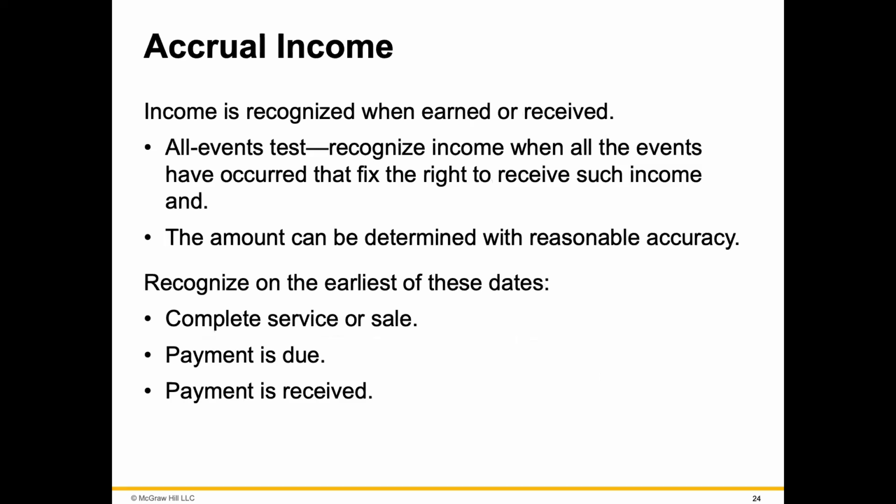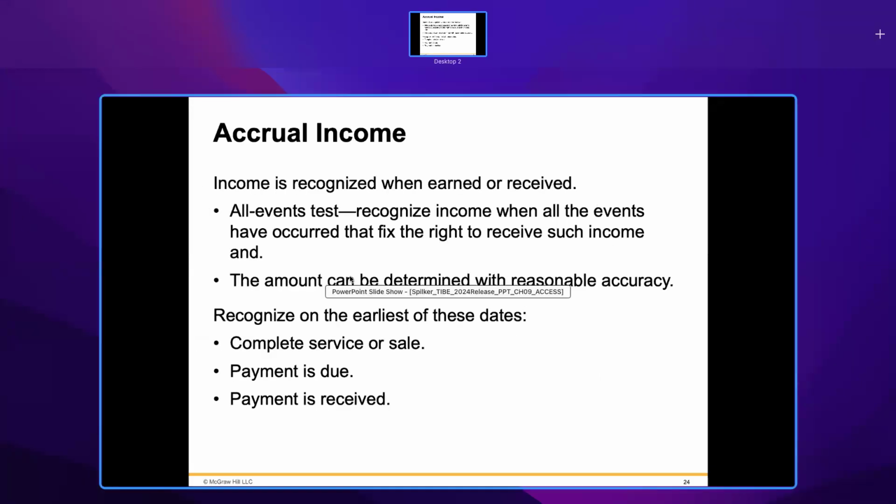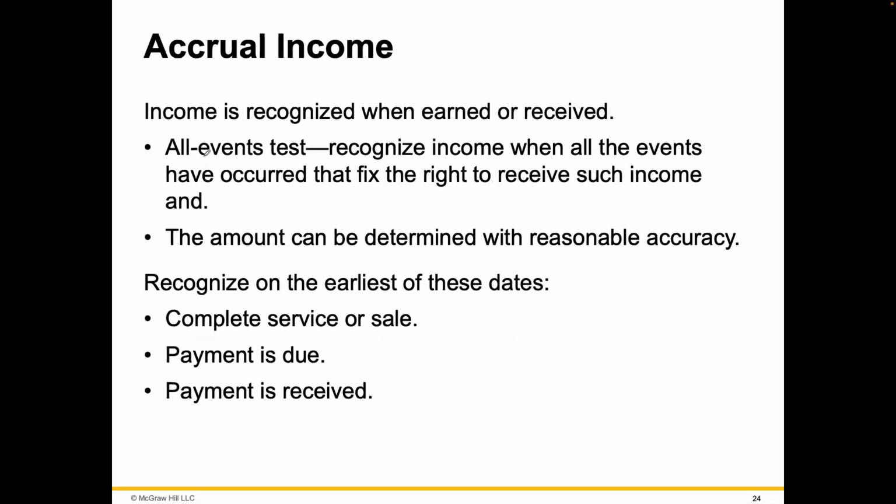Accrual income is recognized when earned or received. All events test. So this is recognizing income when all the events have occurred that fix the right to receive such income, and the amount can be determined with reasonable accuracy. So we recognize it on the earliest of these dates down here: either complete service or sale, the payment is due, or the payment is received.